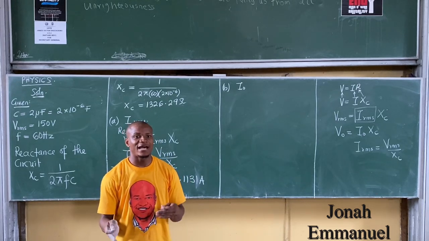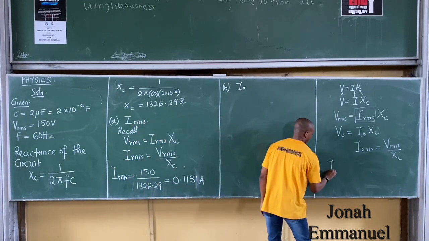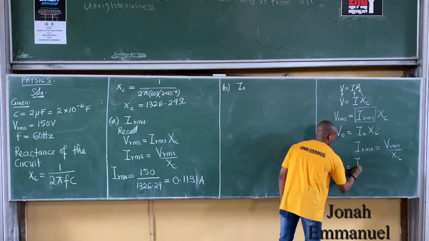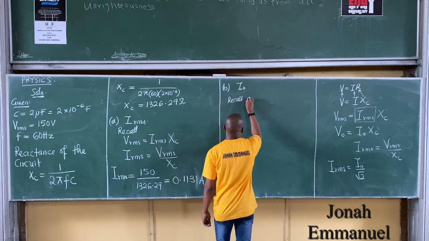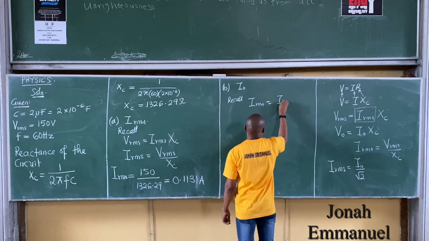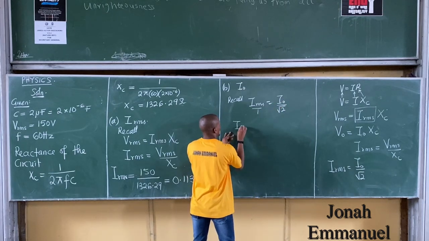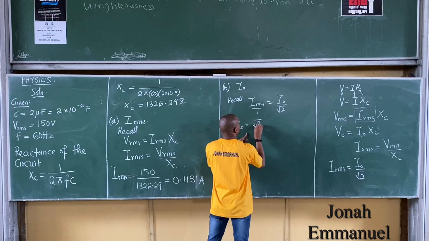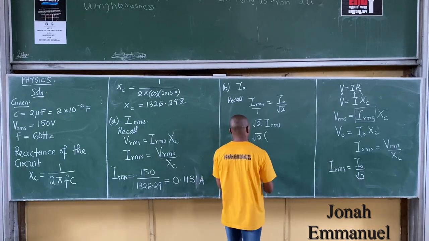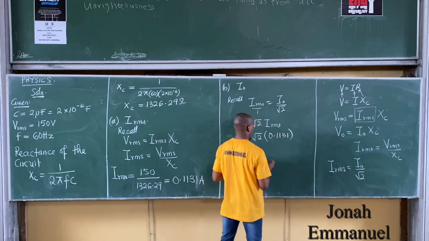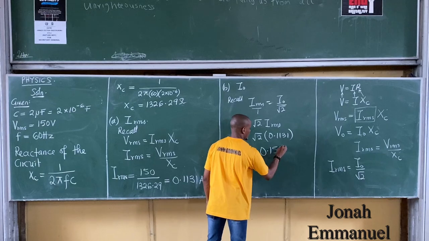When it comes to RMS and peak, what's the relationship? I RMS is equal to I naught over root 2. Recall that. So I naught becomes equal to root 2 times I RMS. I RMS is 0.1131. Please multiply this. What do you get? 0.1599. What's the unit?